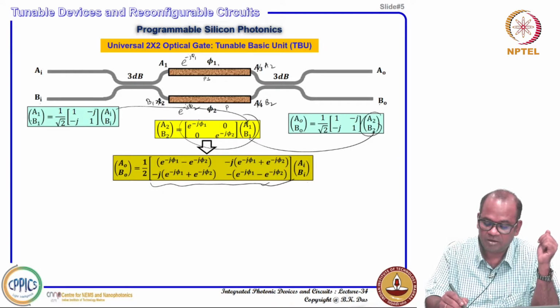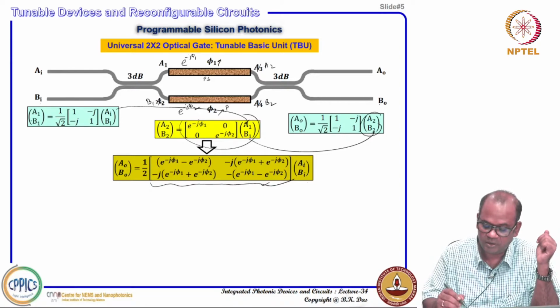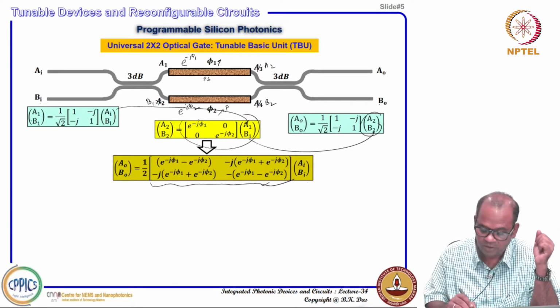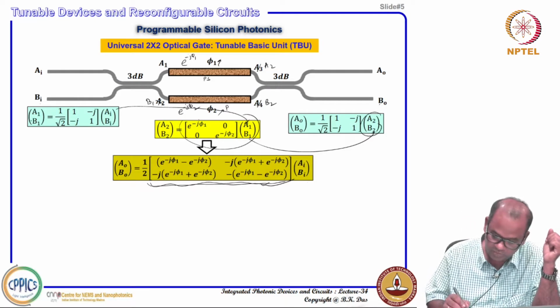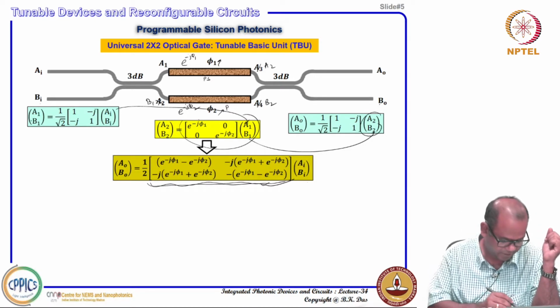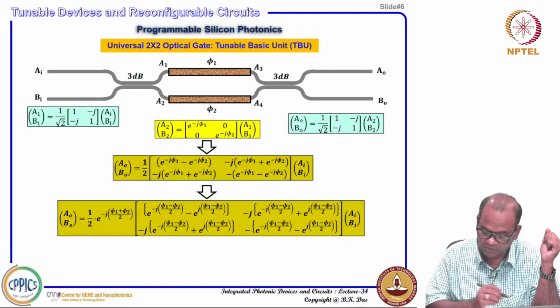This can be actively controlled, it can be tuned, phi 2 can be tuned. Depending on the phi 1 and phi 2 you are supposed to get this type of matrix. So, this matrix can be simplified a little bit. How is that? Let me try.